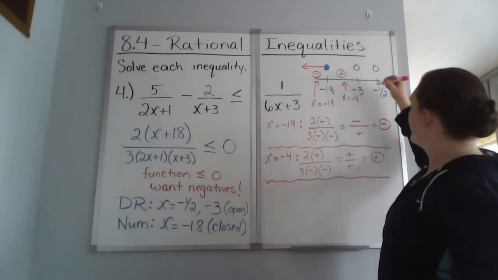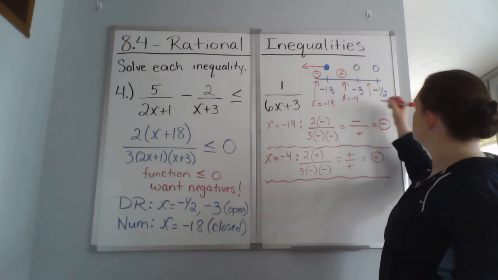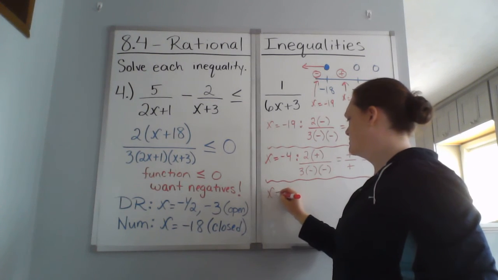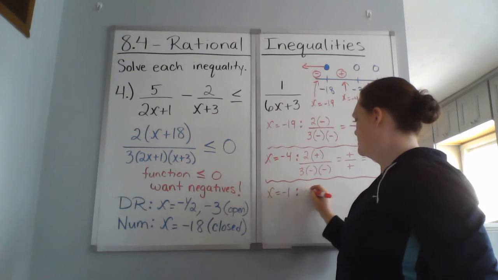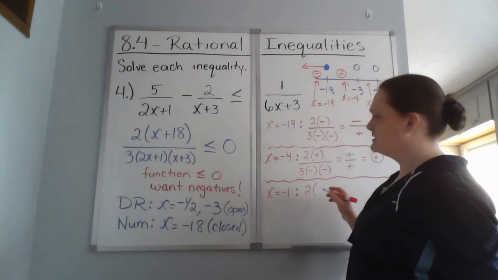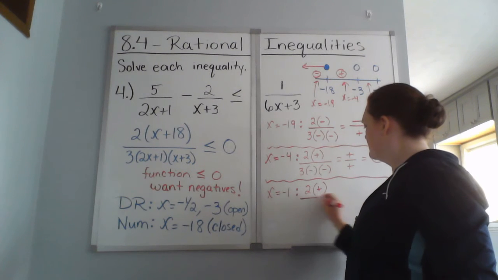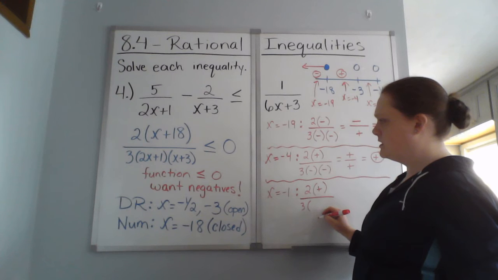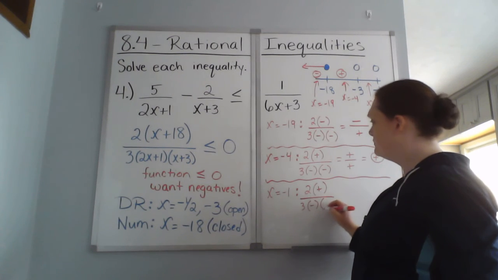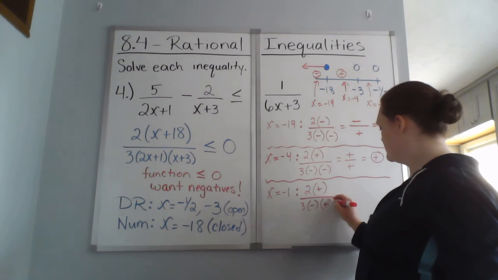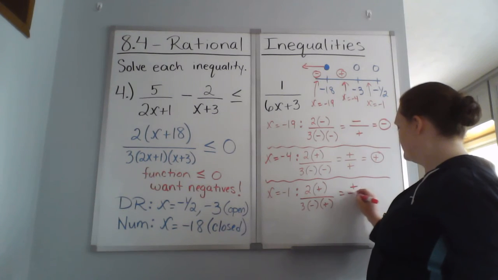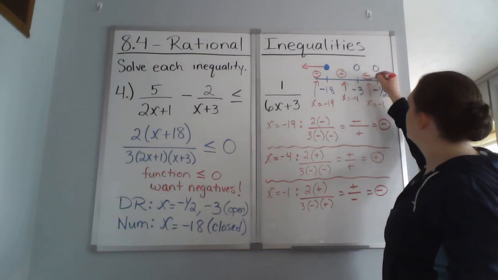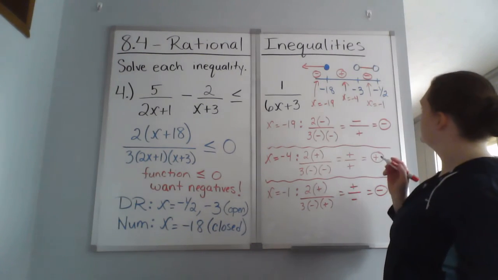Next step. In here, I'm going to do x equals negative 1. Negative 1 plus 18 is a positive. Negative 2 plus 1 is going to be a negative. Negative 1 plus 3 is a positive. I've got a positive over a negative, negative overall. Well, we want negative, so we're going to keep that section.